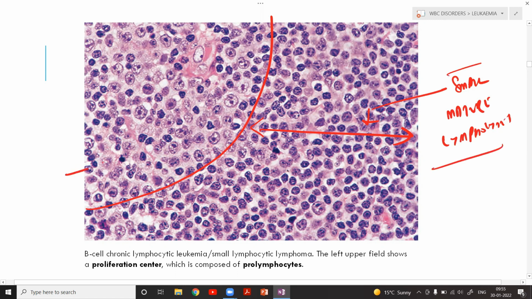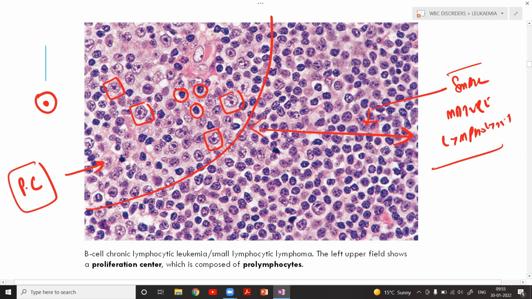And this is the area which is the proliferation center. This is the area of active proliferation of the cells. Now, if you see over here, some small, mature lymphocytes can be seen. But majorly, you are having some cells which have a clear cytoplasm and a very prominent central nucleus. Can you appreciate? These cells are actually the pro-lymphocytes, which form the major amount of the proliferation center.